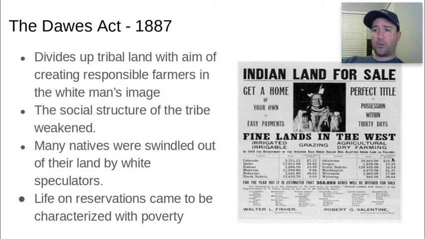So as time goes on, and the Native Americans are being forced into reservations, in 1887, the Dawes Act was passed, and the Dawes Act was passed for several reasons. Number one, it divides up the tribal lands, the reservations, giving this land to tribes and to members of the tribe in order to allow them to have land to make farmable. In a way, trying to use some of the concepts of the Homestead Act.